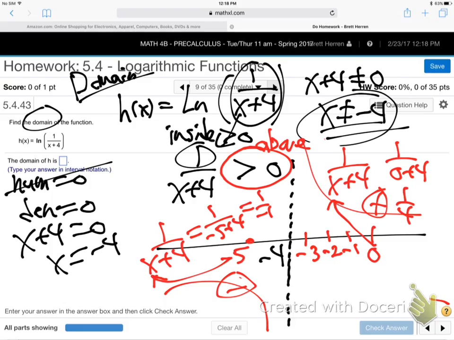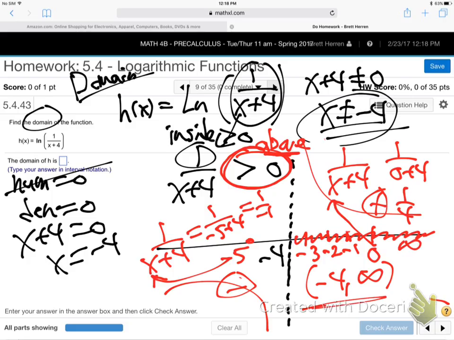All right, what do they want? Greater than 0, above, which is there, huh? There's where it's greater than 0. That section of the number line, so which is what? -4 to infinity. That's infinity off to the right there. Good. -4 to infinity. We're done.